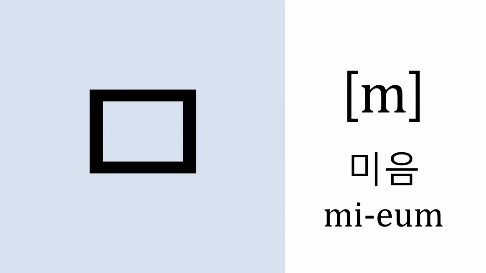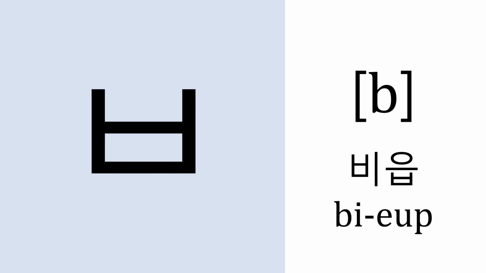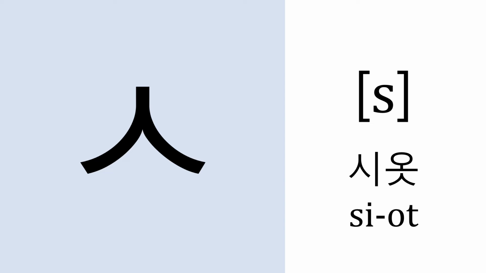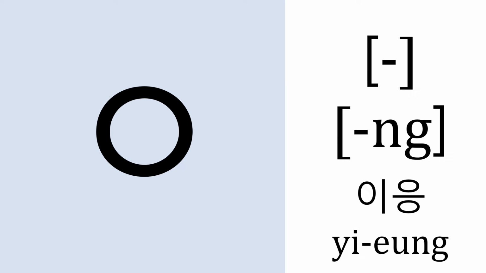미음, 무. 비읍, 브. 시옷, 스. 이응. 이응 has two sounds. When 이응 is the first consonant, it has no sound. When it is the final consonant, it sounds like the English ng, like 응. We will look at it further in examples later.